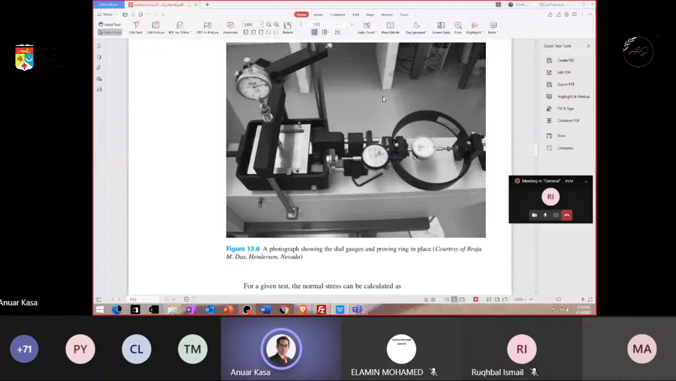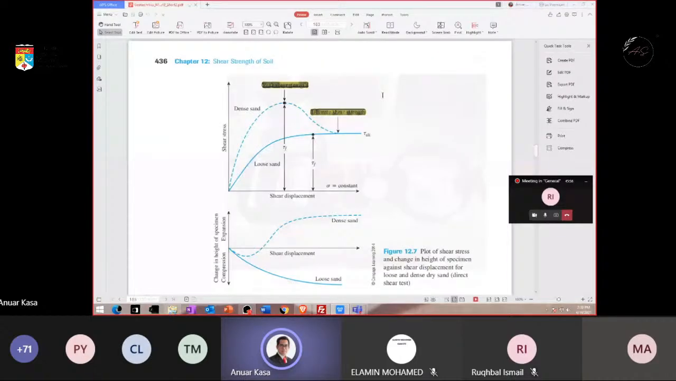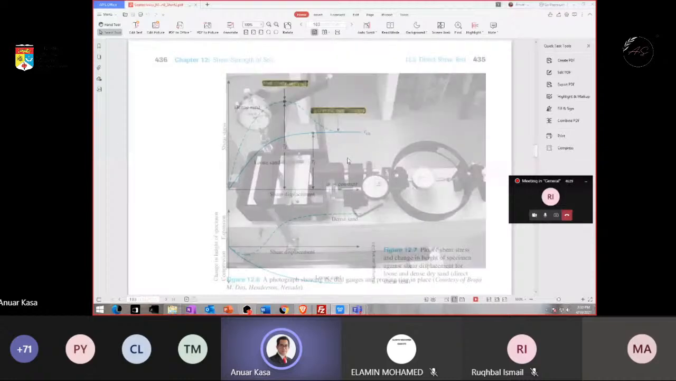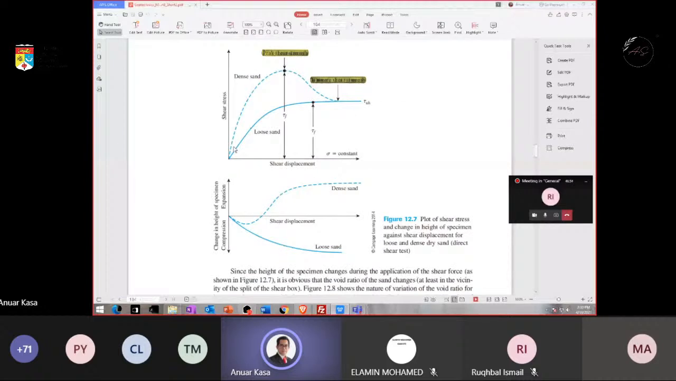Okay, so at the end, if you run the test, you will see the shear displacement, horizontal displacement, and shear stress. So they are talking about this one. This is the shear stress. This is the shear displacement. So they record. When they push this one, this gives a value, and there is a displacement, and the sample is stressed until failure. And then they are going to get this graph. They can plot this one, shear displacement over shear stress. So they will get something like this, the plot.